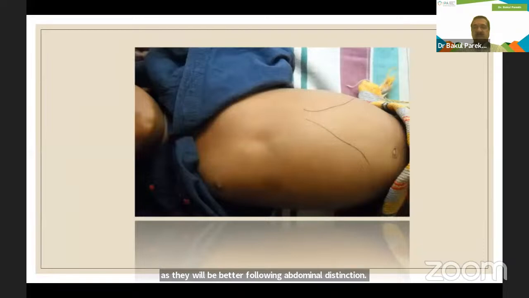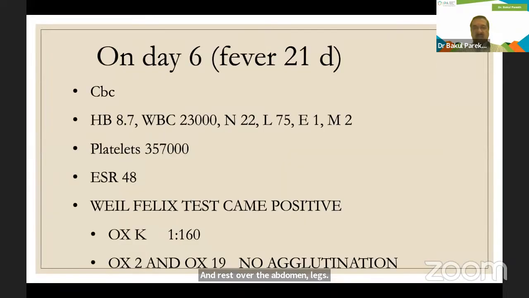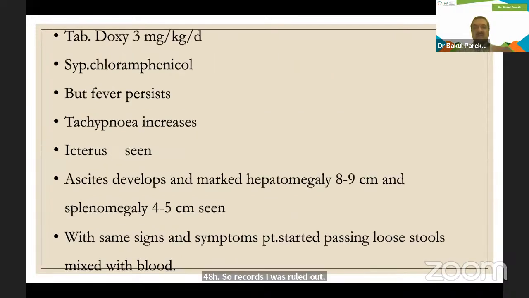And this was the hepatosplenomegaly, this was the rash. The count showed 23,000 with low hemoglobin, lymphocytosis, and platelets within normal range. ESR was 48, and the Weil-Felix test came positive. We know that these are all dicey tests, but it came positive. We put this child on doxycycline, but there was no response in 48 hours. So rickettsia was ruled out. This was probably a false positive test, and everything worsened.